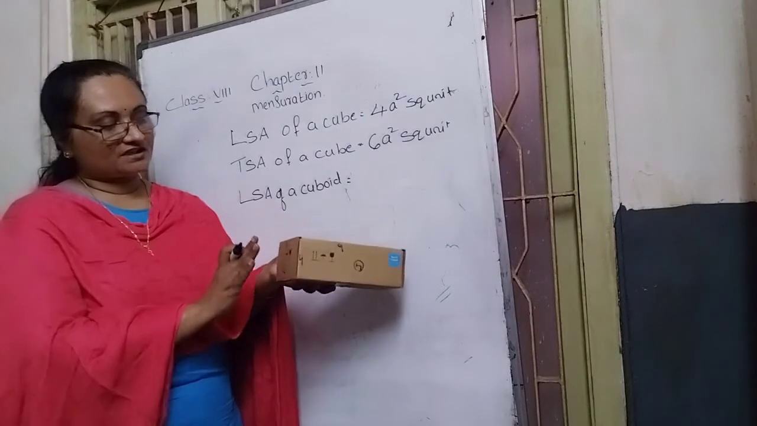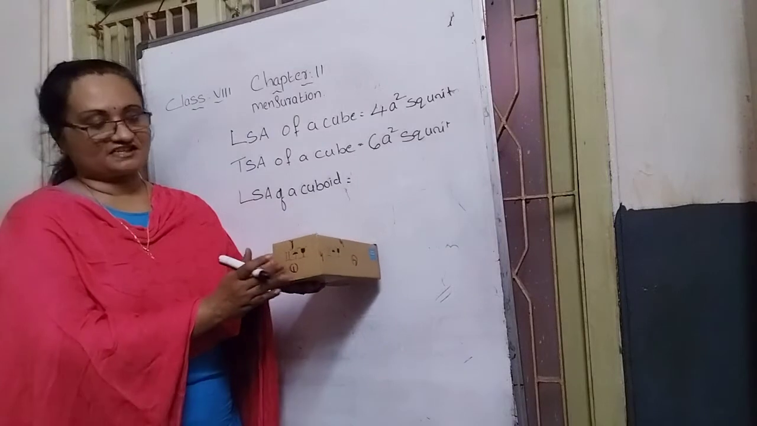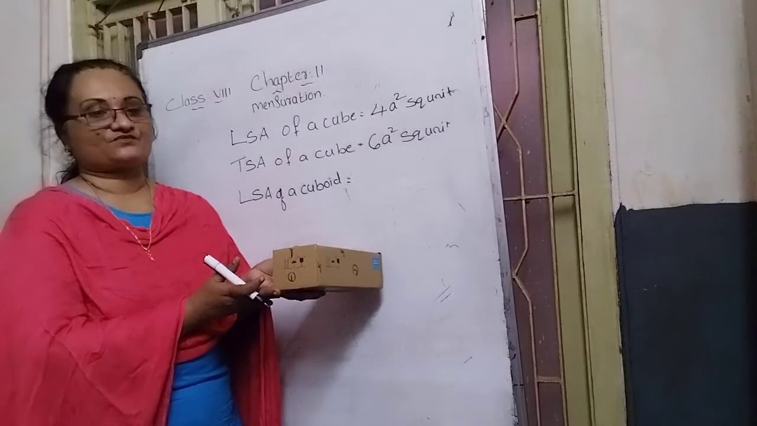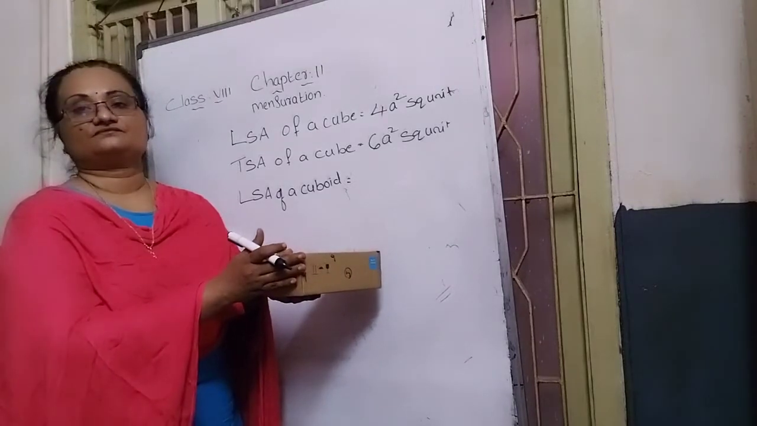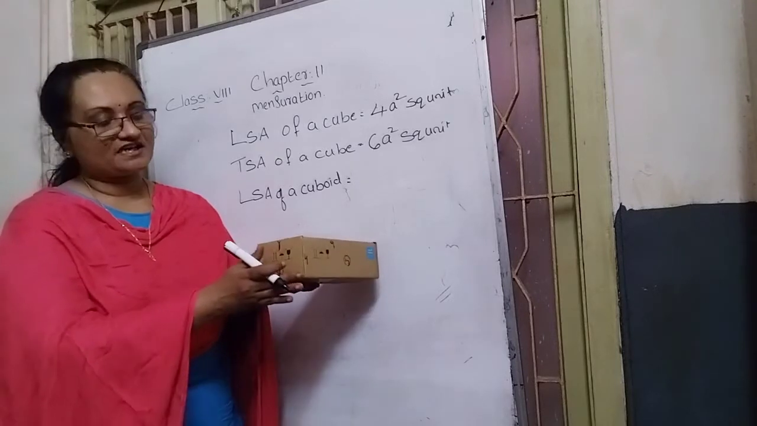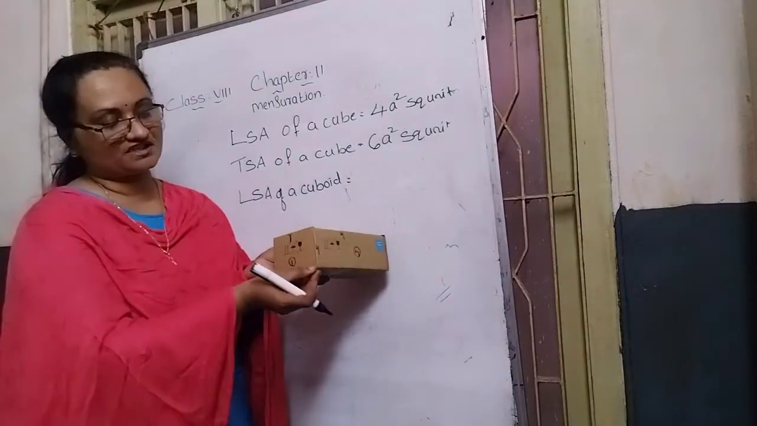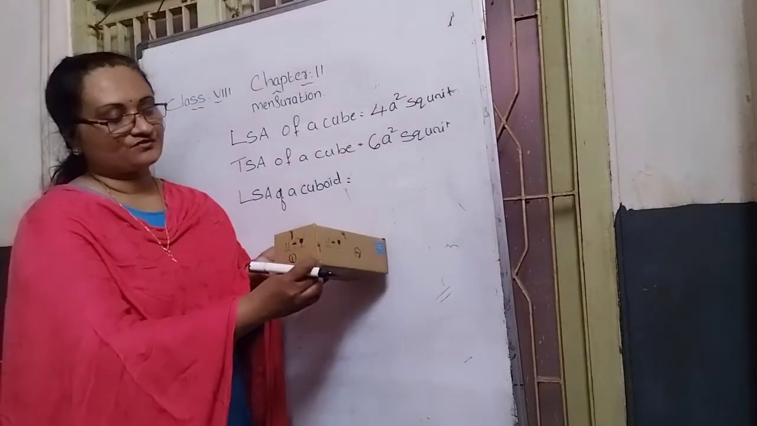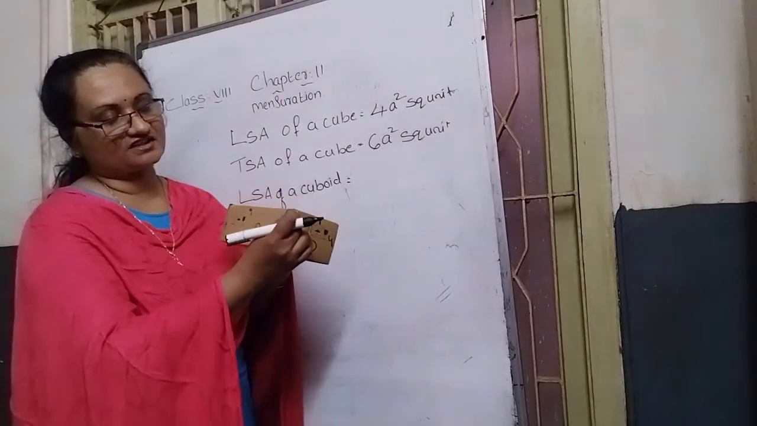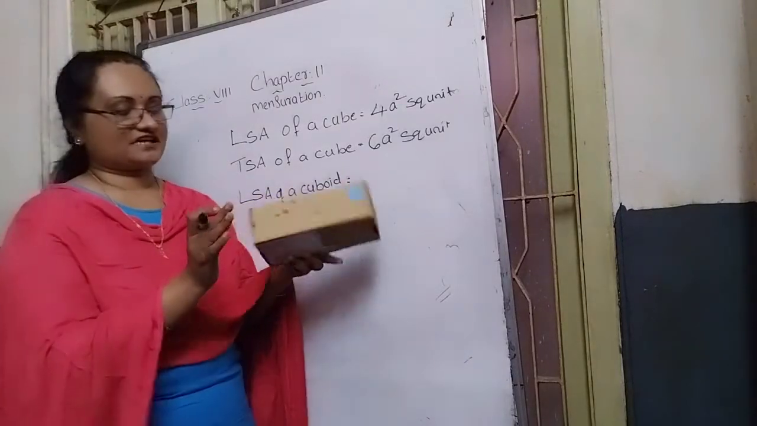See, in this cuboid, keeping it this way, this first front face: this side represents the length and this is the height. This part represents the height of the cuboid, and this part represents the breadth of the cuboid. Listen, this one is length, breadth, height. In all cases it is length, breadth, height, like that only.